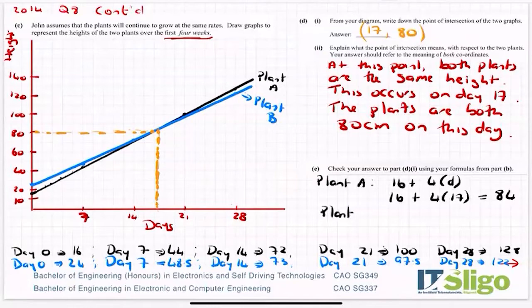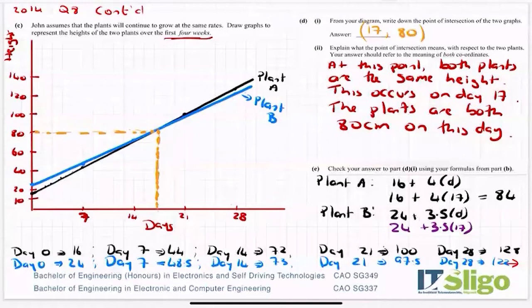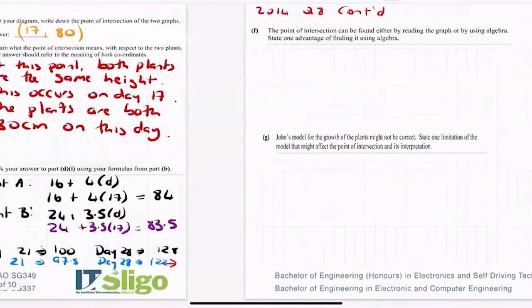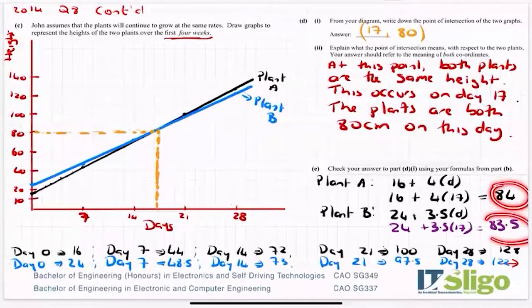Plant B was 24 plus 3.5 times D. So that's 24 plus 3.5 times 17. Let's see what we get for that. 83.5. And again, if I was one day less reading off my graph, I would have been more accurate. But that's how you do that, and that's how it all links together. If I was in an exam and I could see I'm a bit big, I would go back and change my 17 to 16, because now I know that that's what it should be.